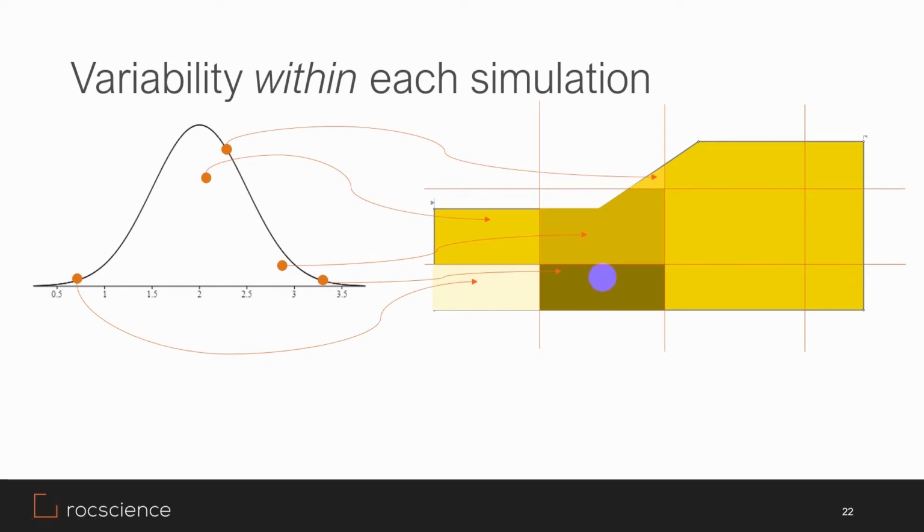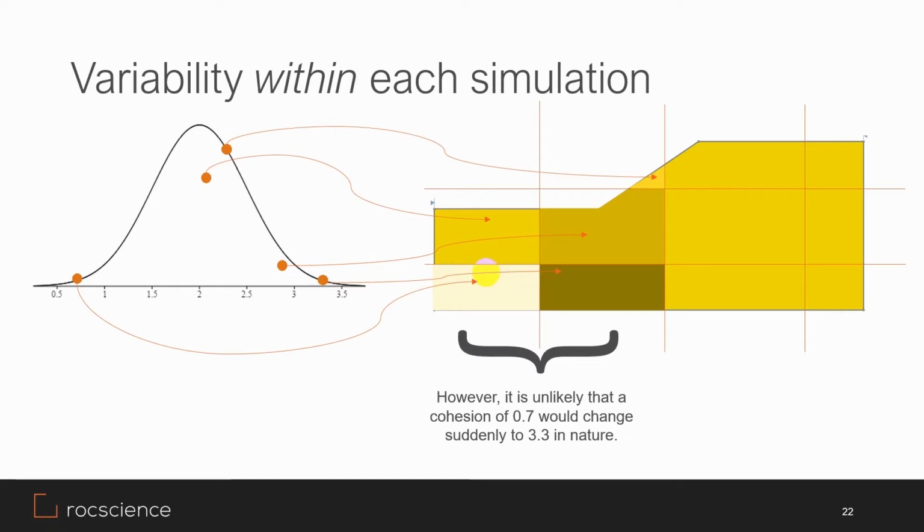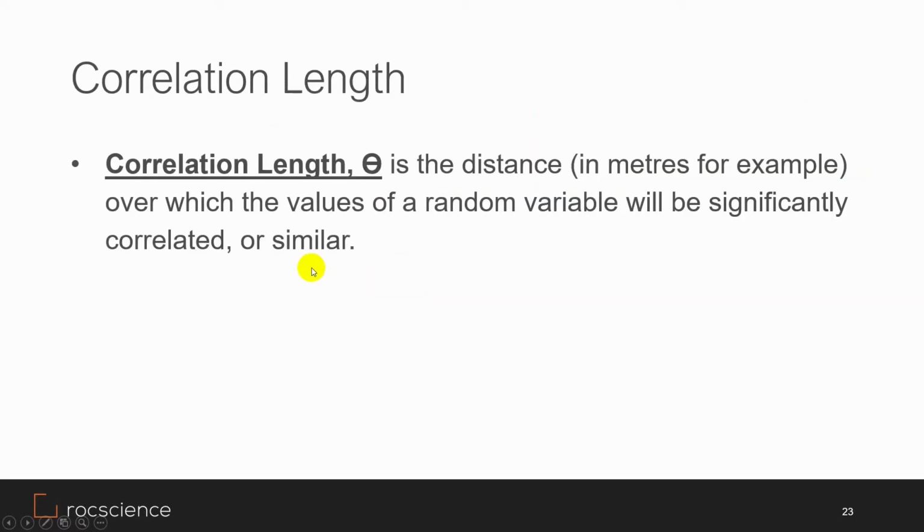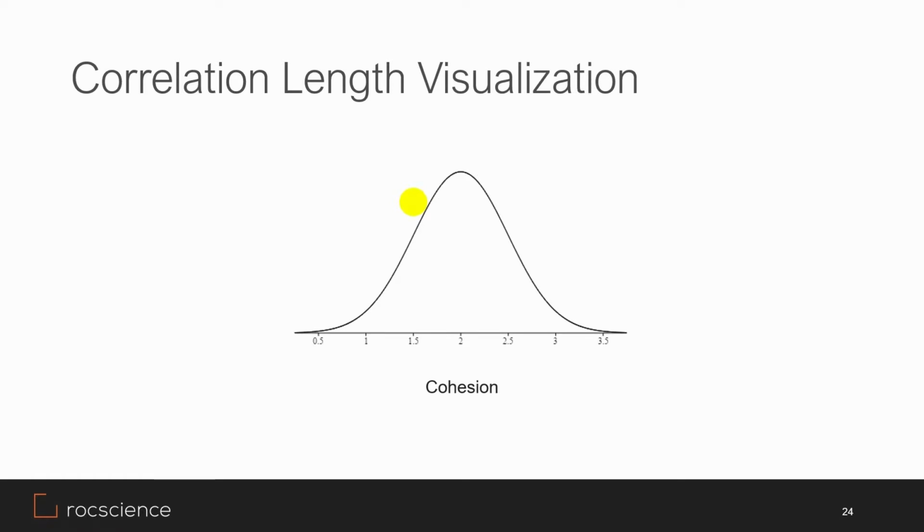But it's unlikely that cohesion would abruptly jump like that in nature. We would expect it to be a gradual shift. So we need some way to constrain cells that are near each other so that they are similar. And that's where the concept of correlation length comes in. Correlation length is the distance over which the values of a random variable are correlated or similar. And the best way to understand that is through visualization.